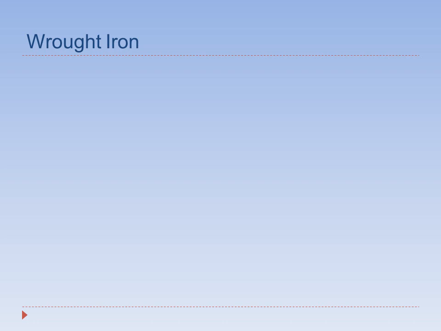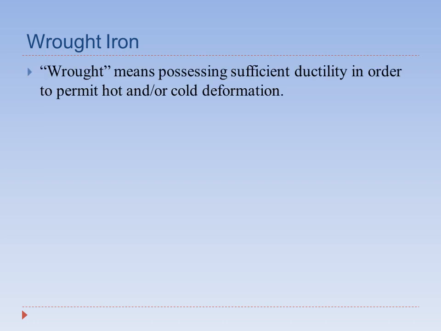The first one is wrought iron. Friends, wrought means possessing sufficient ductility. So it implies that the wrought iron has a high amount of ductility, and this ductility permits it to be hot or cold deformed. That means we have two types of forming processes, hot forming and cold forming, and for having this forming process done easily, we need that material to possess sufficient amount of ductility. So wrought iron is easily hot and cold deformed.